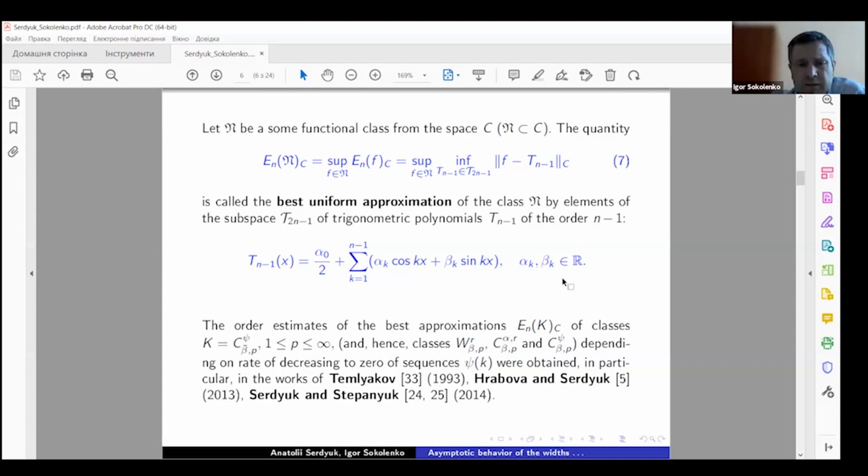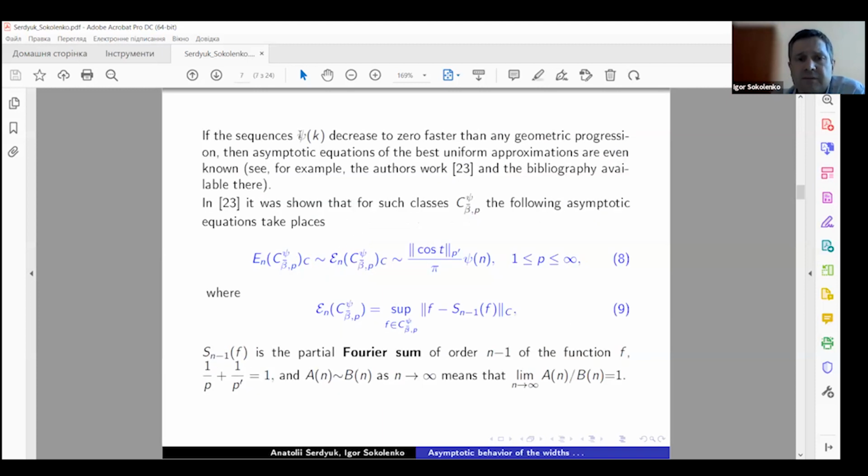The order estimates of the best approximations E_n(K)_C of classes C^psi_{beta,p} and hence classes W^r_{beta,p}, C^alpha_{r,beta,p} and C^psi_{beta,p}, depending on the rate of decrease to 0 of the sequence psi(k), were obtained in particular in works of Temlyakov, Rodov, and Serdyuk and Stepanyuk.